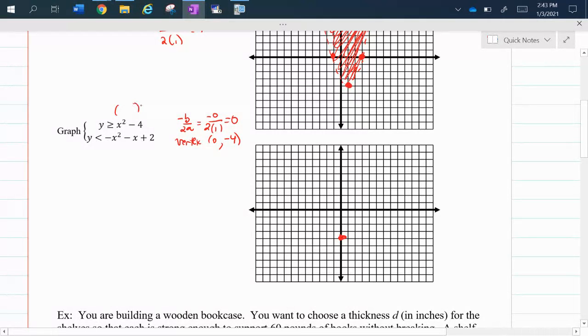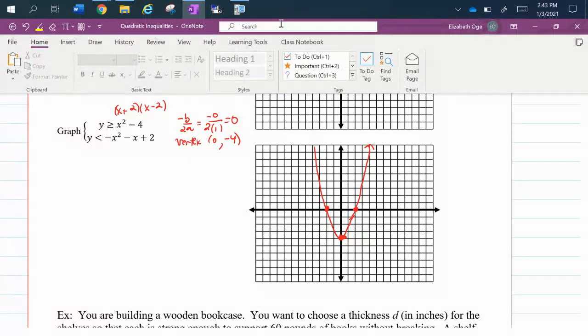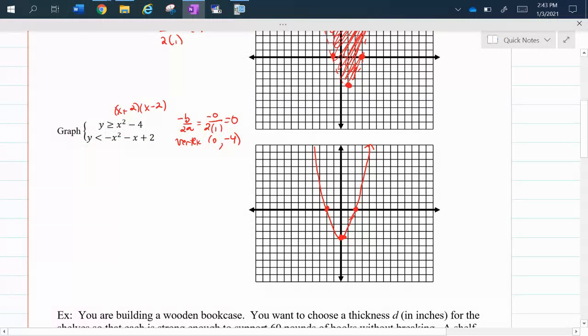And if I factor x squared minus 4, I get 2 and negative 2. So I see that that's a solid boundary. So I'm going to go ahead and give that one a solid boundary, greater than or equal to. And we also know we need to shade above. So let me change the color, and then we'll graph the second one in blue.